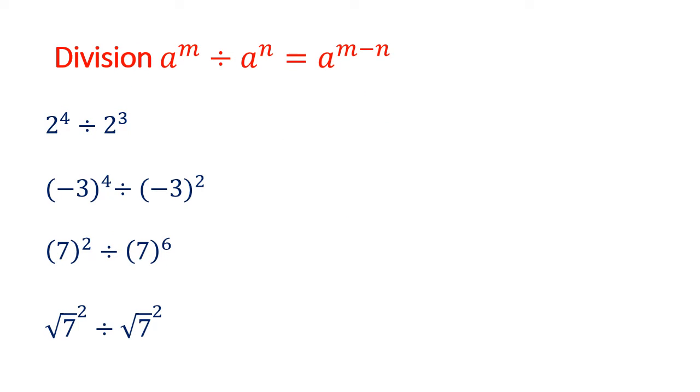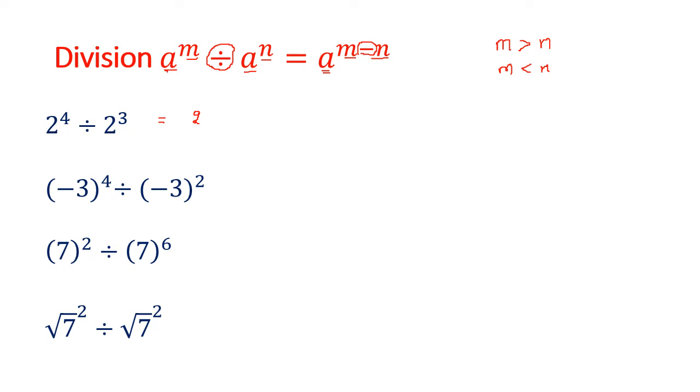The second law is for division. Again here the base is the same, the power is different, so we write a raised to m minus n. Because there is a division, we subtract the powers. Now in this subtraction there are two possibilities. Which are the two possibilities? The numerator power m can be greater than n or m can be smaller than n. So let us see the first sum. How do we write it?